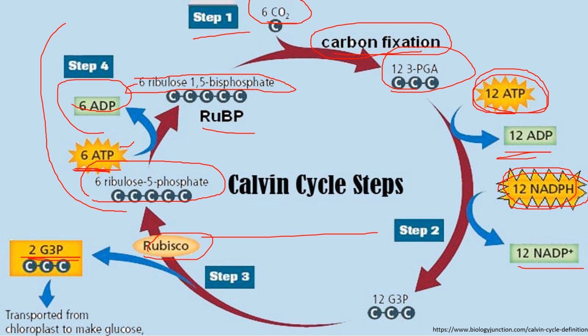If we have to write one equation on this, what we will write is 3 CO2 molecules plus 6 NADPH molecules plus 9 ATP will give rise to G3P plus 6 NADP plus ions and 9 ADP molecules. So this is about the Calvin cycle.